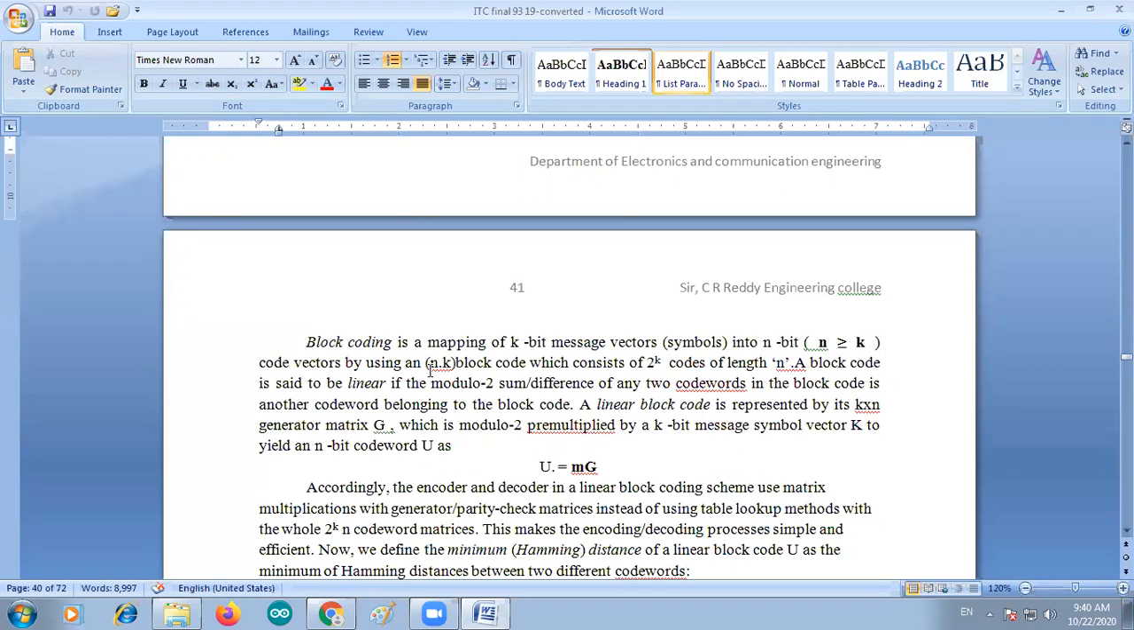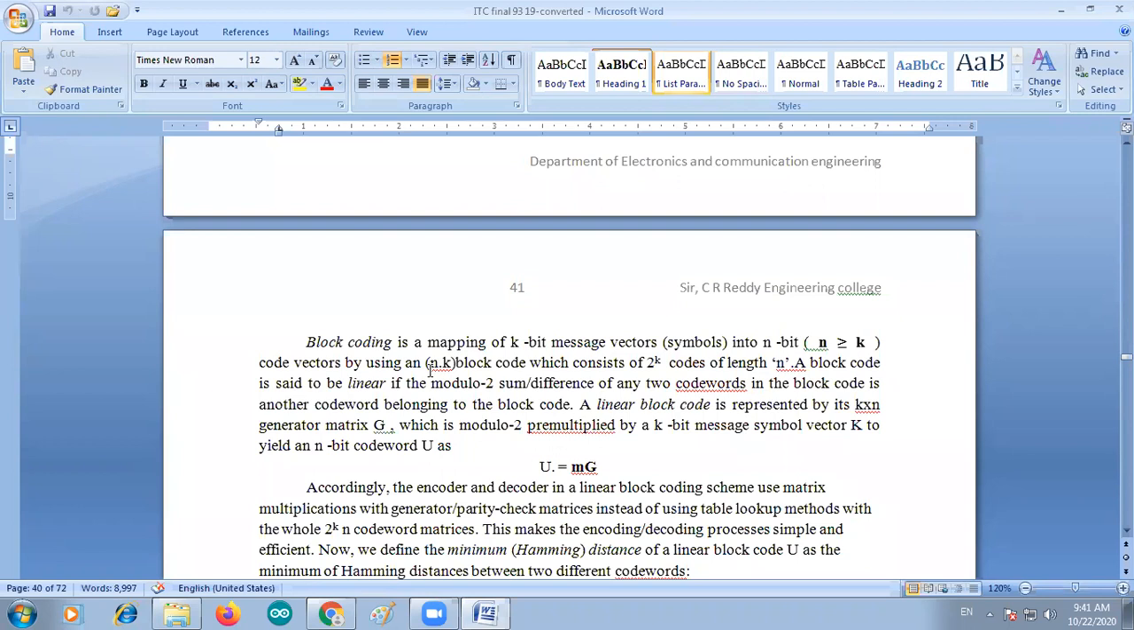Techniques using linear block codes. So a linear block code is defined as n comma k, where k is the message sequence. So n minus k is equal to p. Here n is equal to 7, k is equal to 3. What is the p value? It is 4, because 7 minus 3 is equal to 4.